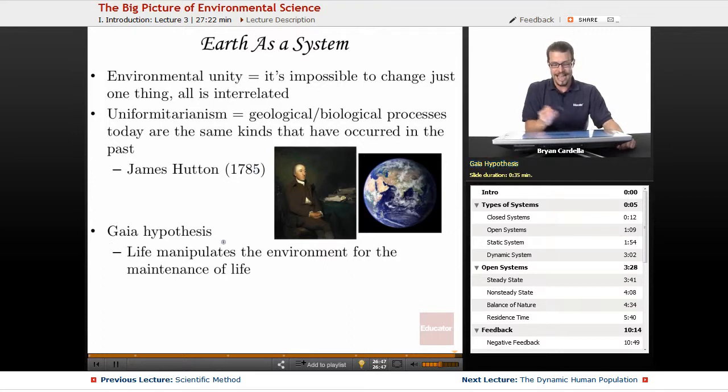And I just wanted to mention the Gaia hypothesis one more time. Life manipulates the environment for the maintenance of life. So Earth as a system, as far as we know it, could be encouraging life to stick around. Now, what life forms are actually here in 100 years, 1,000 years, 100,000 years, or a million years will change because the environment does change. But Earth is special in terms of supporting life.